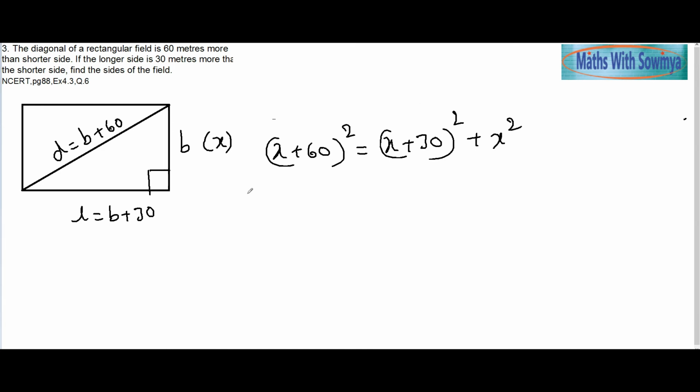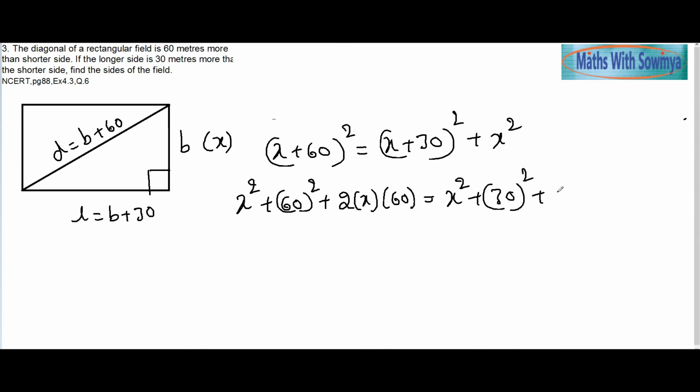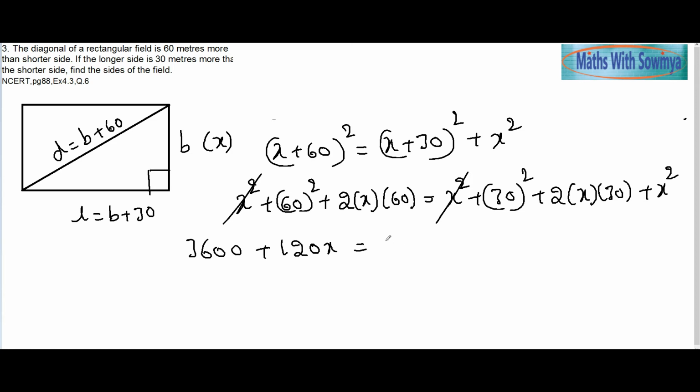X plus 60 whole square, using A plus B whole square, is X square plus 60 square plus 2 into X into 60. This is again X square plus 30 square plus 2 into X into 30 plus X square. X square we can cancel. 60 square is 3600 plus 120X. This is 900 plus 60X plus X square.